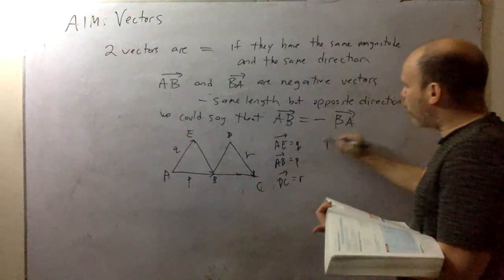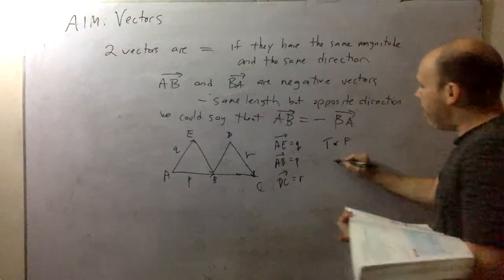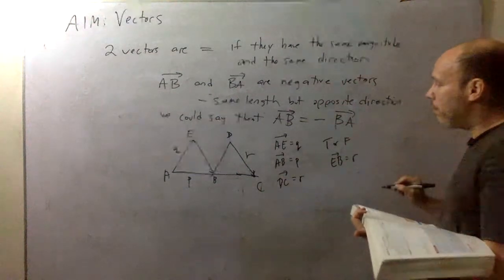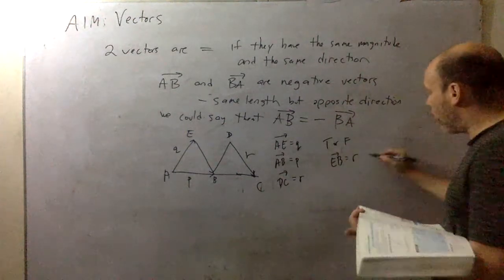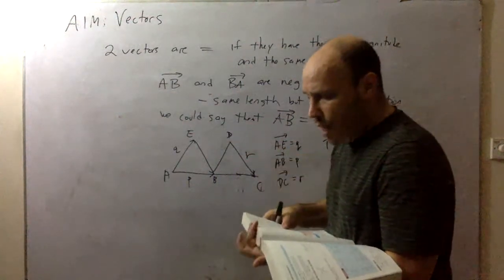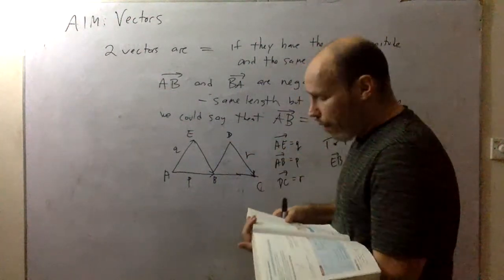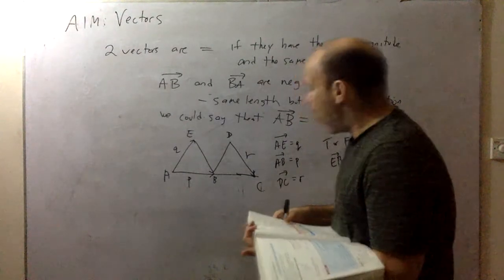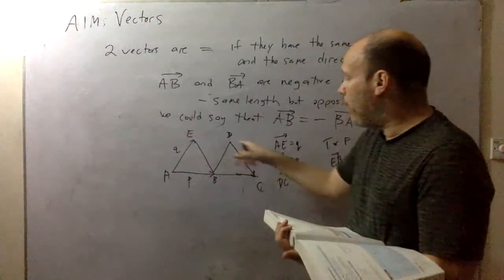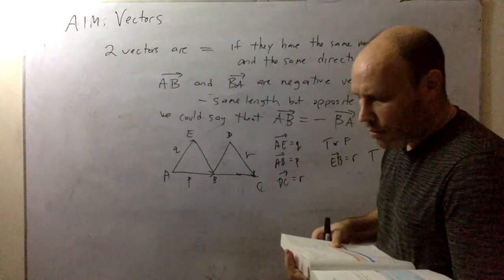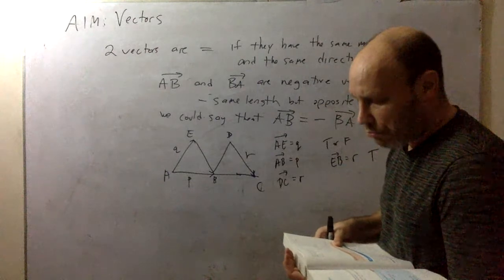So is this true or false? EB equals R. Well, that's true. Why is it true? Well, they're congruent. They're two equilateral triangles, so they're all equal. And let's see, what else do we know?